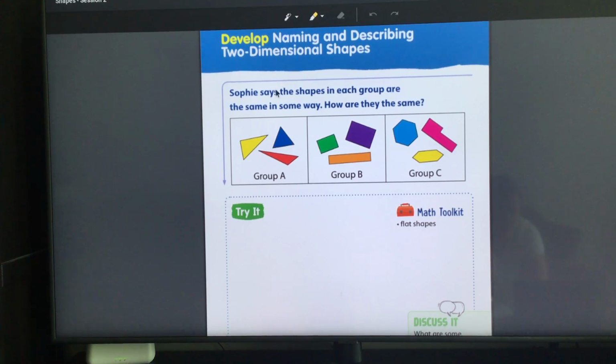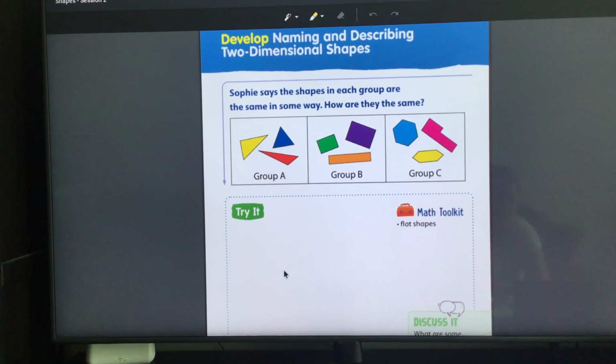So I'm going to read the problem here, and it says, Sophie says the shapes in each group are the same in some way. How are they the same? So we're looking at group A, group B, and group C. And Sophie says that the shapes in each group are the same in some way. How are they the same? So how are the shapes in group A the same? How are the shapes in group B the same? And how are the shapes in group C the same?